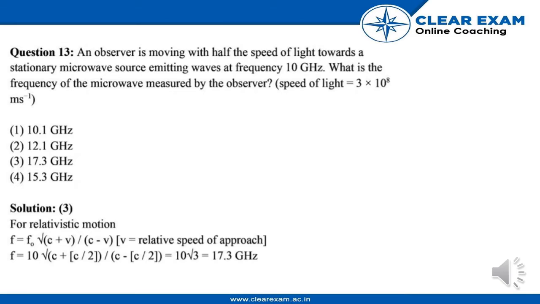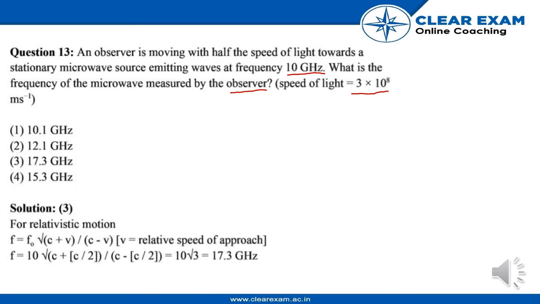The question is, an observer is moving with half the speed of light towards a stationary microwave source emitting waves at frequency 10 GHz. What is the frequency of the microwave measured by the observer? Speed of light is given as 3 into 10 to the power 8 meter per second. These are the options. Now how to solve this?